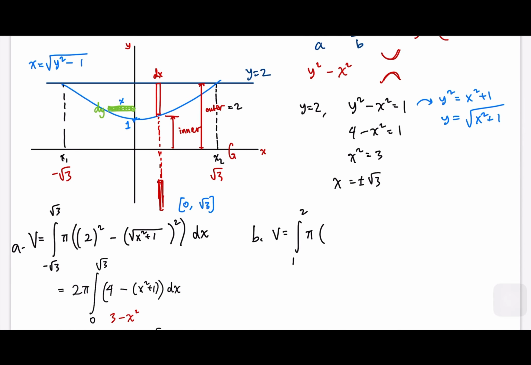So that is our area and our radius, and we can compute the area. We need to square this and then dy. So we will have 2 pi, and this will be y squared minus 1 dy.